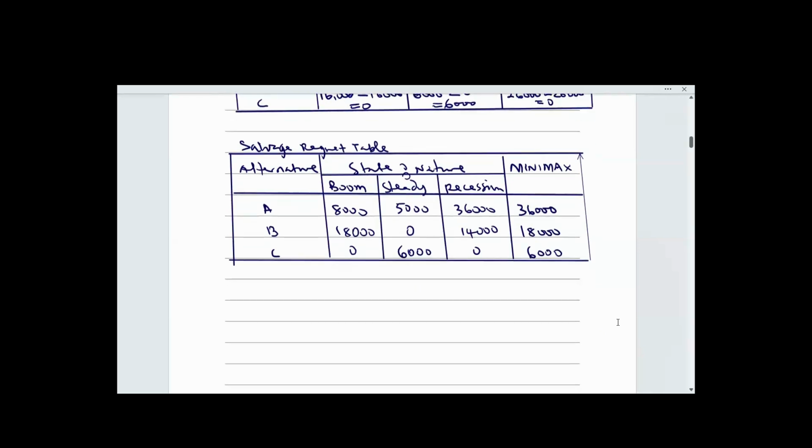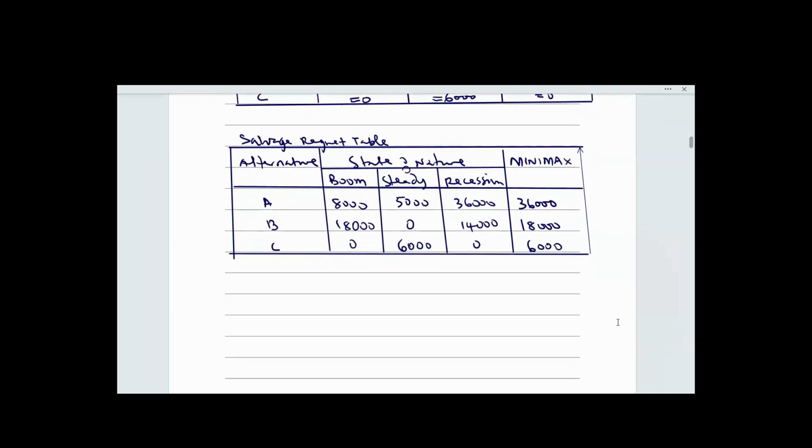For row alternative A, highest value is 36,000. Row B, highest value is 18,000. Then row C, highest value is 6,000. You now select the minimum of the highest value to make a decision. Therefore, 6,000 is the minimum. So, therefore, alternative C should be considered.